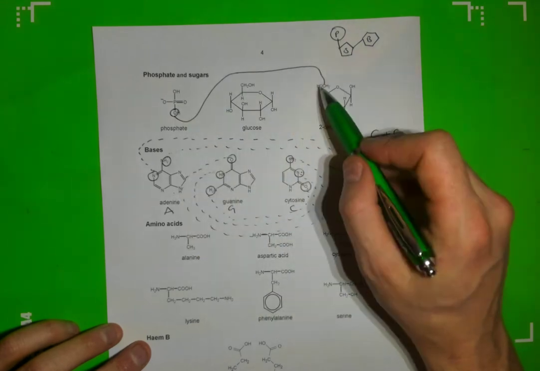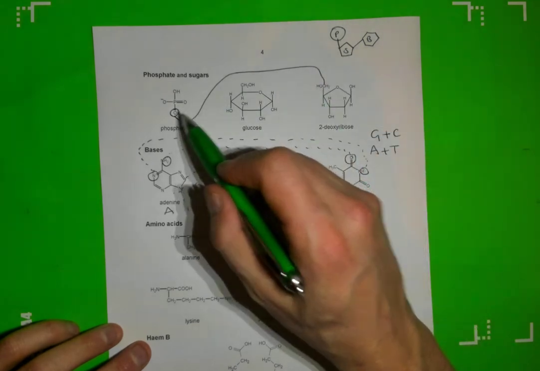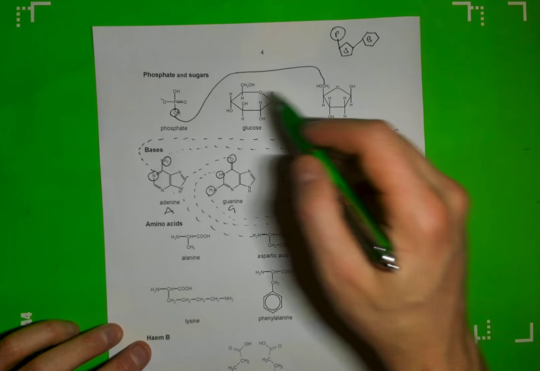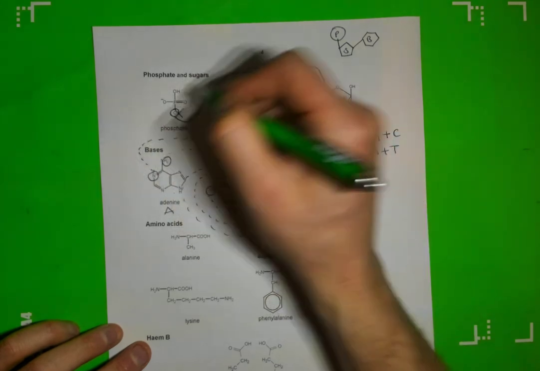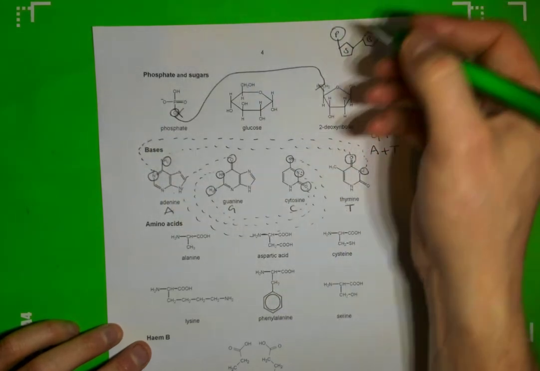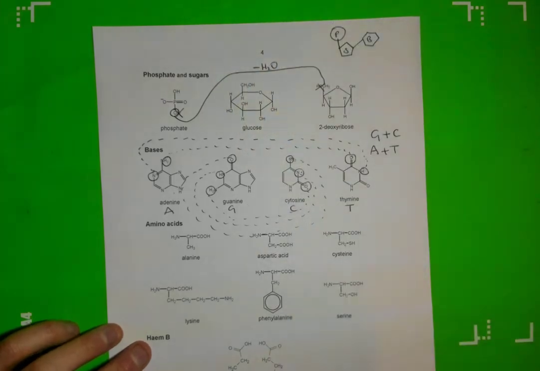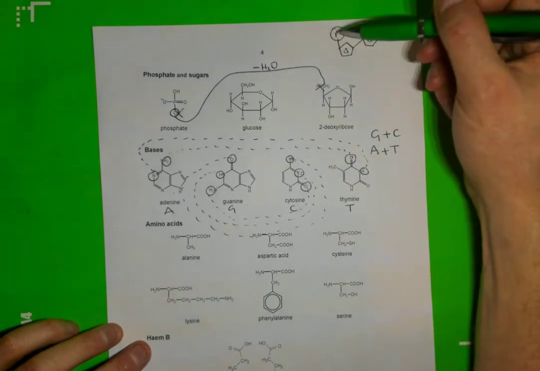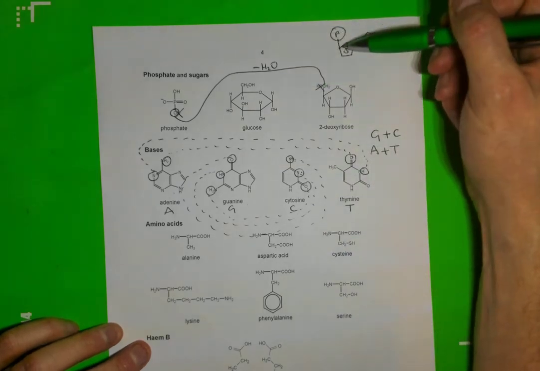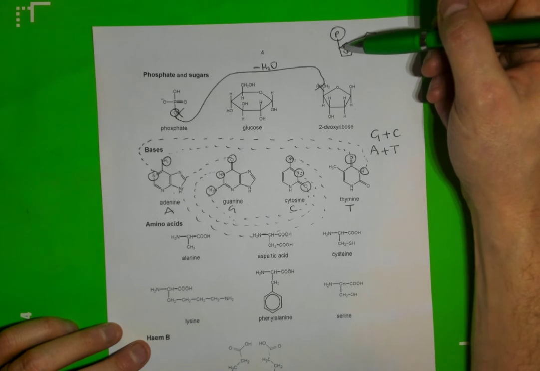And we know what an oxygen and 2 hydrogens are. They're a molecule of water. So that is eliminated when they bond together. So I'm going to write minus H2O like that. Now that's how a phosphate group bonds to the top of a sugar.